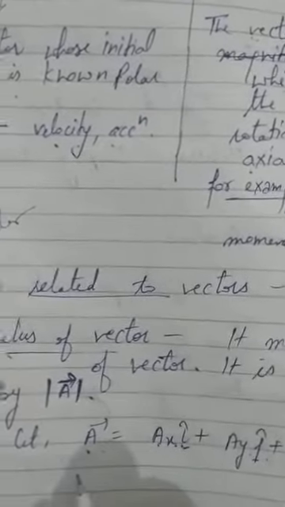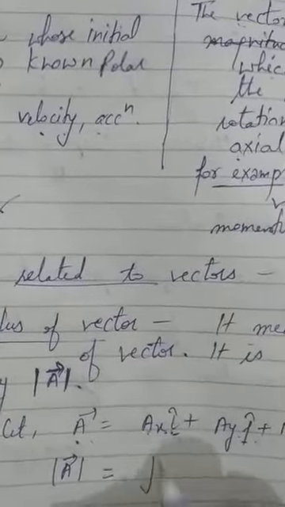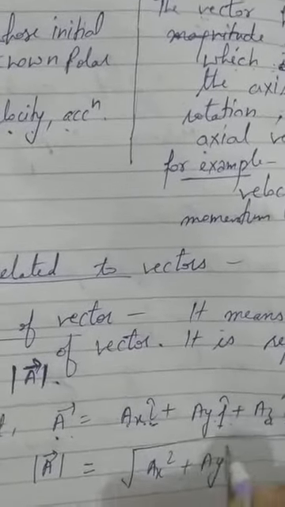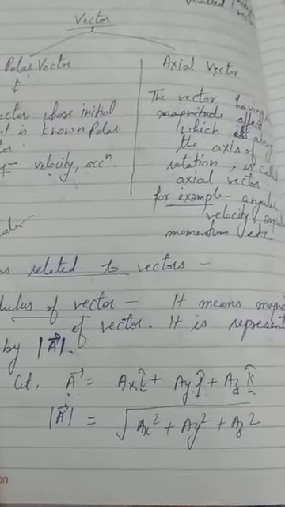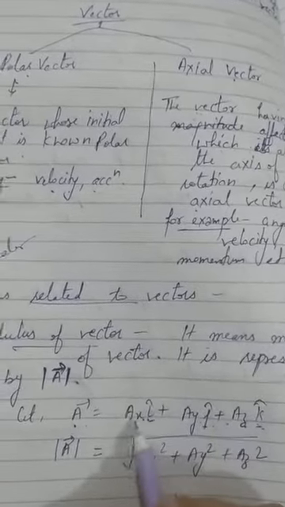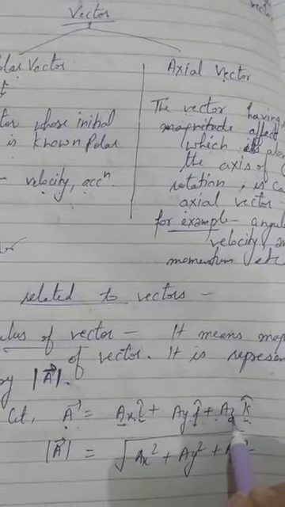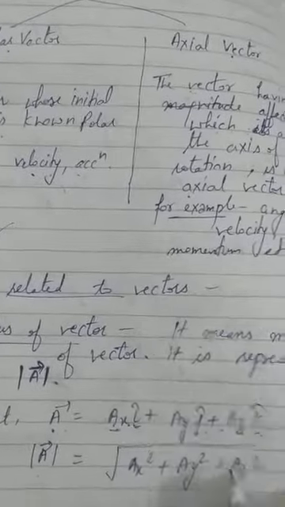Now how can we find the magnitude? We take the square root of the square along the x-axis plus the square along the y-axis plus the square along the z-axis. Like this we find the magnitude of any vector. Understood now? This is the general form of any vector, with components along the x-axis, y-axis and z-axis, and this gives the total magnitude. Clear? This is the modulus of a vector.